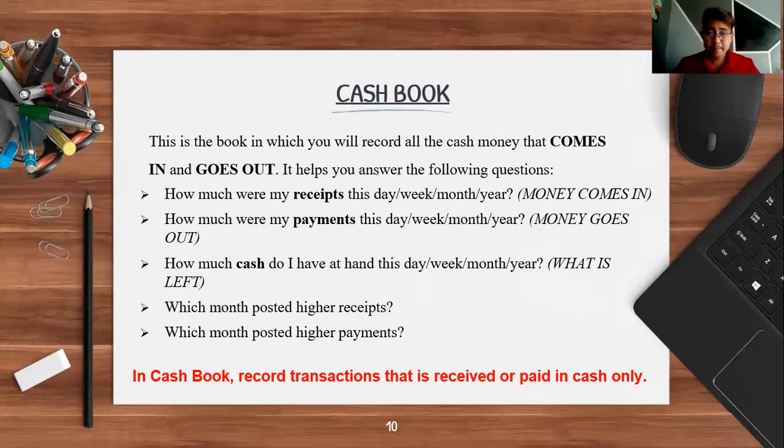Next is which month posted higher receipts and which month posted higher payments. So ito po yung cash book, and these questions will help you to determine if it is the right transaction, which is the cash book. So in the cash book, record transactions that are received or paid in cash only. Tandaan po, hindi po natin pwedeng ilagay sa cash book yung transaction kapag hindi po siya cash na ibinigay sa atin. Kung binigay sa atin is materials, then hindi pwede ilagay sa cash book. Kasi tandaan, ang cash book is para lang sa pera na pumasok at lumabas sa isang negosyo.